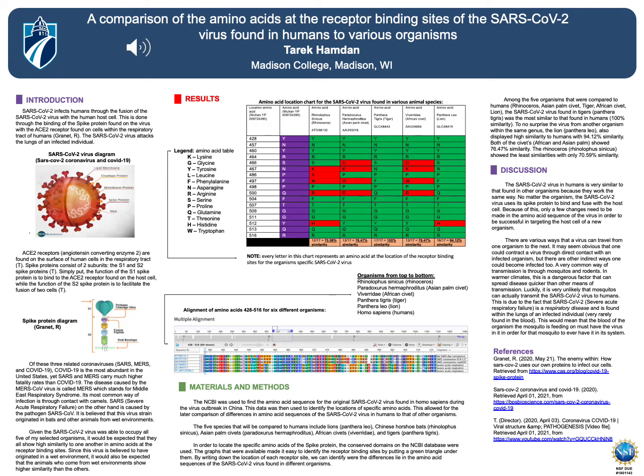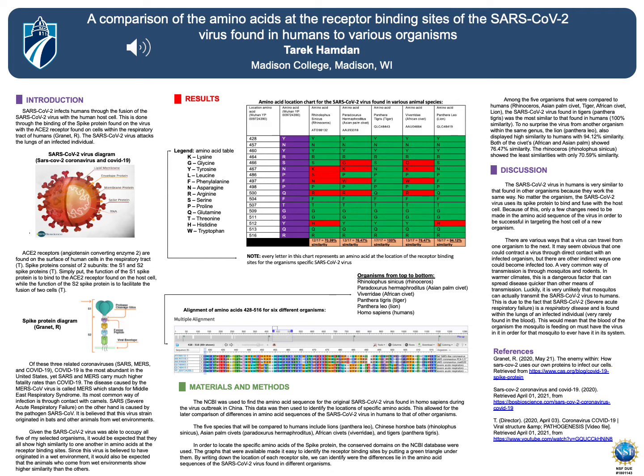To no surprise, the virus from another organism within the same genus, the lion, also displayed high similarity to humans with 94.12% similarity. Both of the civets, African and Asian palm, showed 76.47% similarity. The rhinoceros showed the least similarities with only 70.59% similarity.